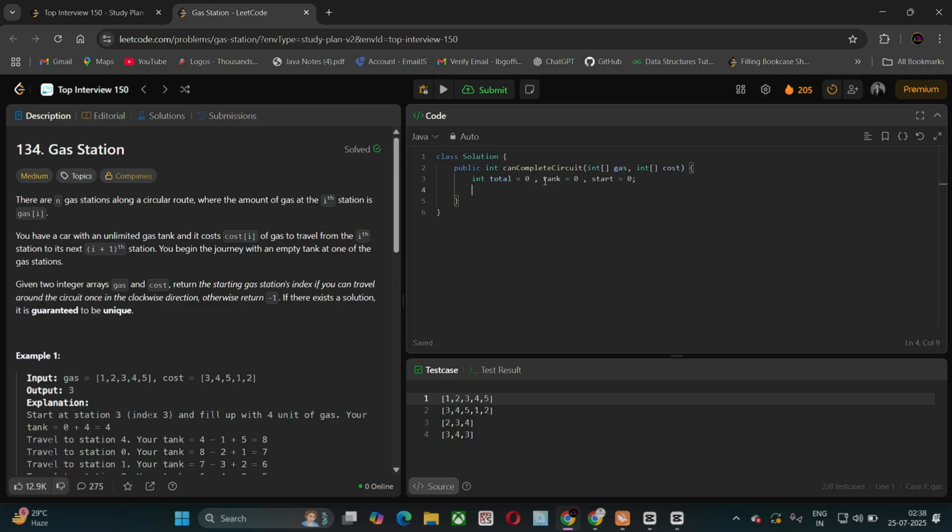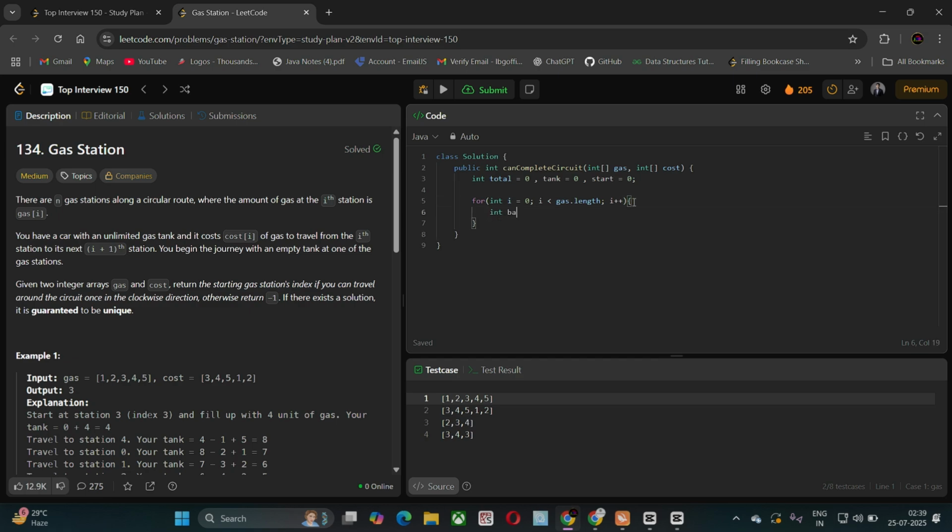Now we make a loop: for int i equals 0, because our index starts from 0, and i is less than gas.length. Our gas is initialized in our function, so if gas is not initialized, we cannot call gas.length. And i plus plus.